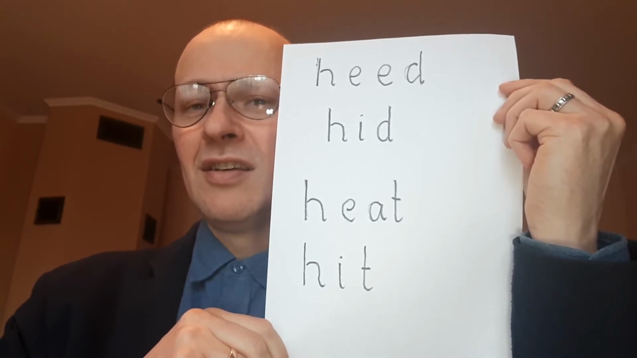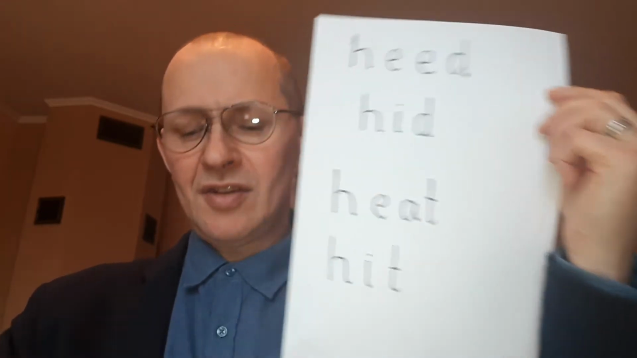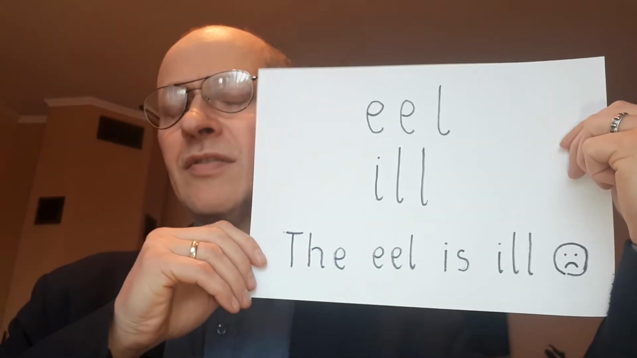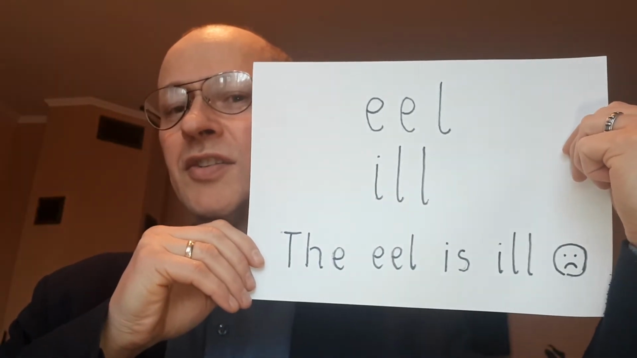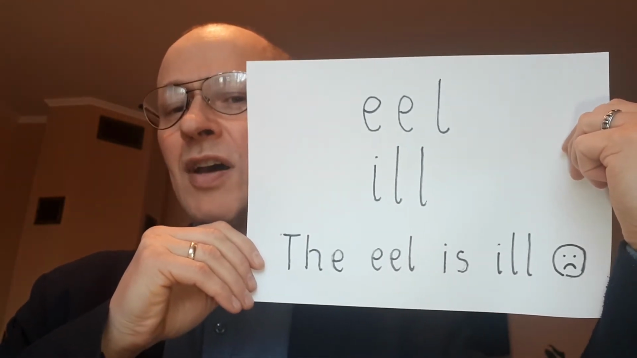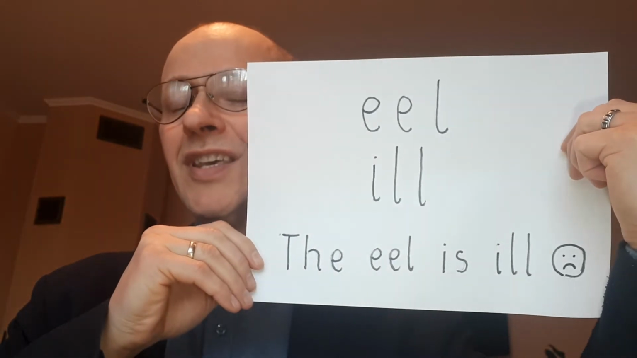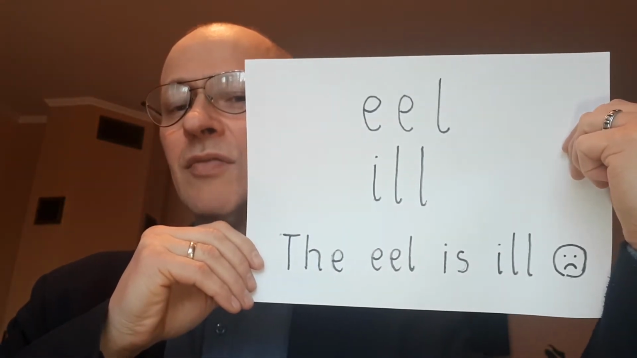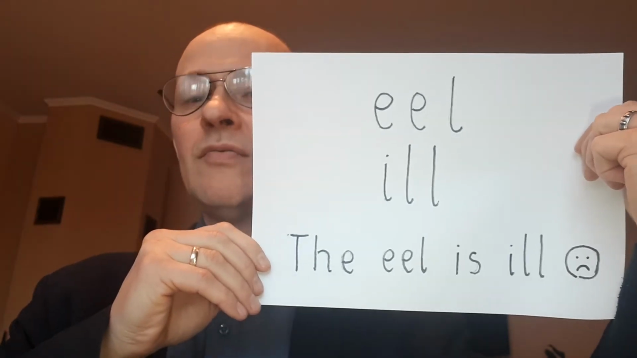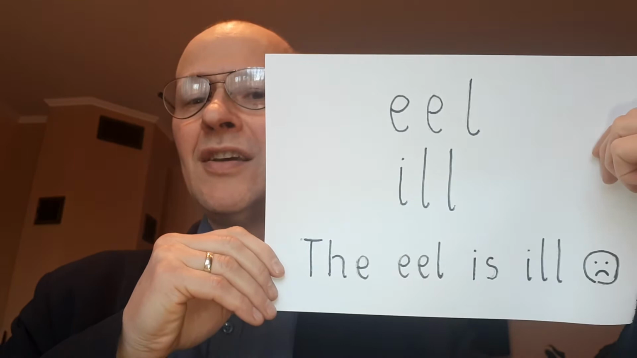So heat versus hit. Another example is, have you seen the snake-like fish? Eel. Looks like a snake, but it's a fish, right? So it's eel. It comes in different varieties. It lives in fresh water, lives in seawater. And eel as opposed to ill. So if the eel is not healthy, it will be ill. The eel is ill. If you want to practice that, the eel is ill.